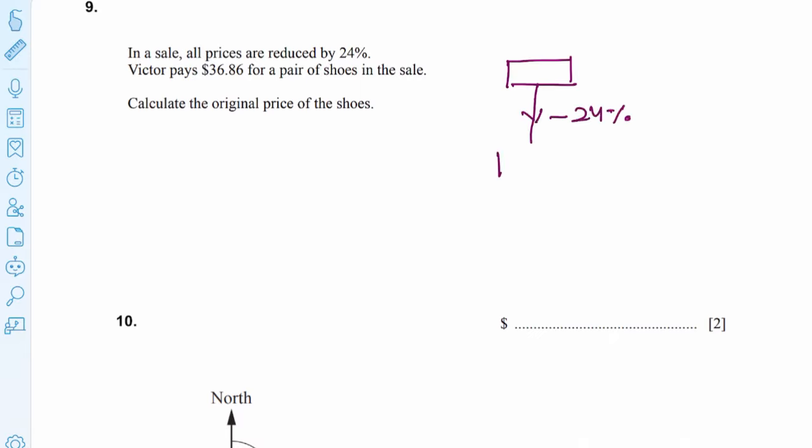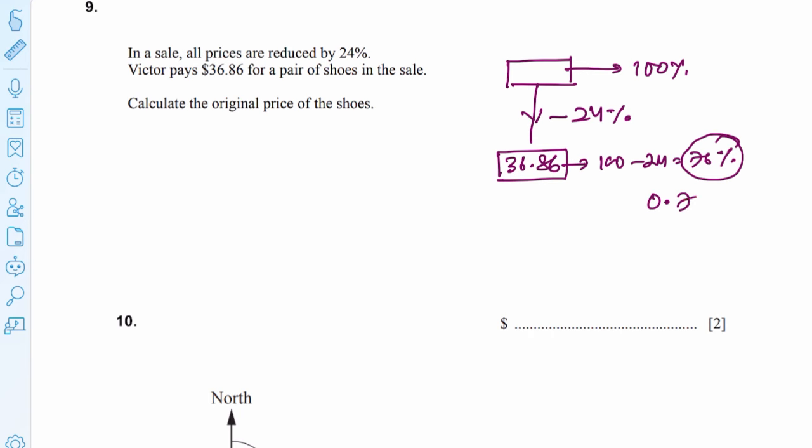So that means minus. Now, the value of this product becomes 100 minus 24, which is equal to 76%, right? Always take the initial value as 100%. The final value which is given is $36.86. 76% in terms of a multiplier should be 0.76, because it is 76 over 100. Always remember, in a reverse percentage question, to find the original price, always divide by the multiplier.